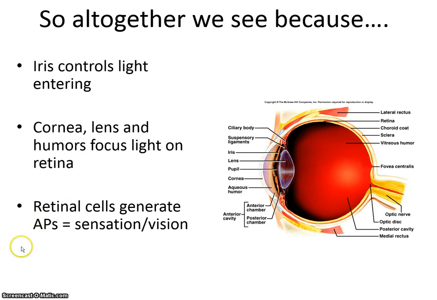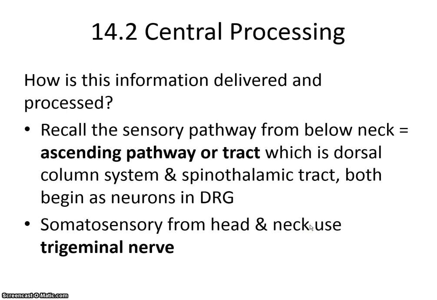The retinal cells generate the action potentials. So we move in through the cornea, through the anterior chamber of the anterior cavity, and through the pupil, and there's a posterior chamber here, and then the lens, and then the posterior cavity with vitreous humor, and then the retina. All right. How is all this information delivered and processed?